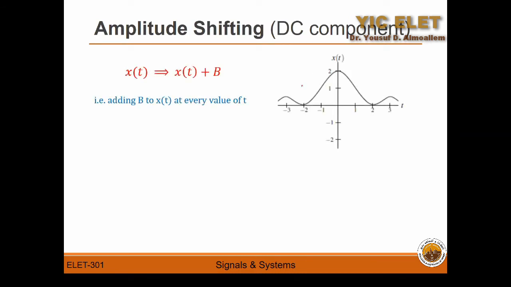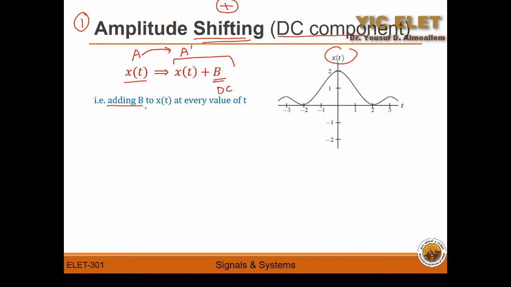Now, let's start with the first type of this transformation, the amplitude shifting. And as I told you, shifting is associated with addition operation. So we have a signal x of t, which is given over here. If we want to transfer this signal to a prime signal, what is that prime signal? It's just x of t plus b. This is called normally a DC component, as you can see here.